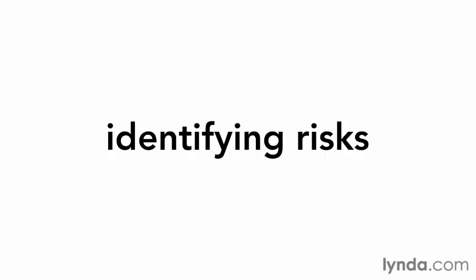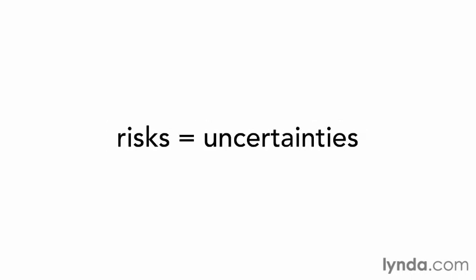It's important to identify upfront what might go wrong in a project so you can plan ahead and prevent a lot of the problems that you might run into. Many people think of risks as negative events that might harm a project, like a delayed shipment, but risks really represent uncertainty. Risks are events that may or may not occur.